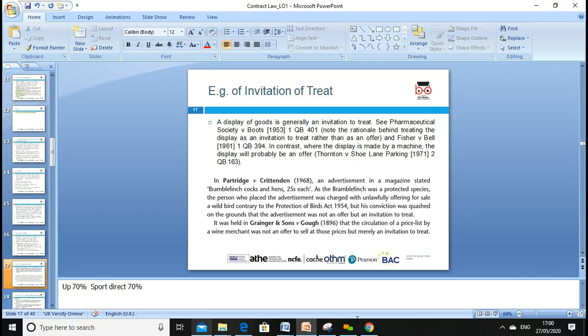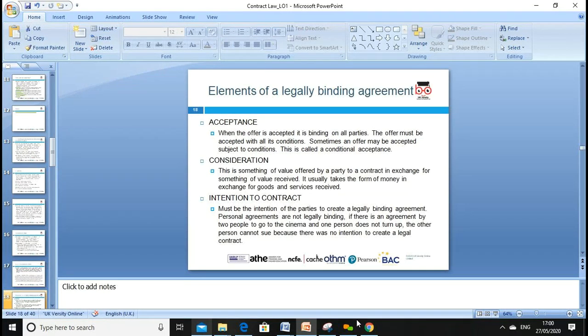Is this just an invitation to trade? It's not a contract. It's not a contract they will provide you. Okay. Next, the elements we're looking for in a contract, the elements of legal binding.